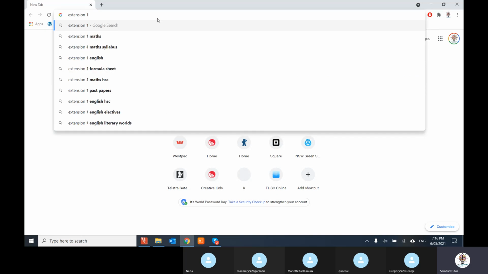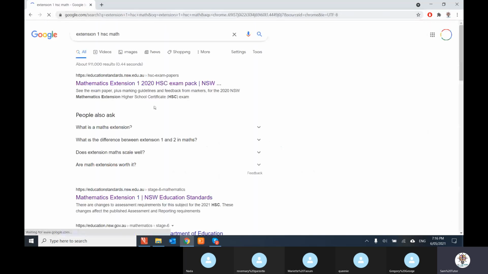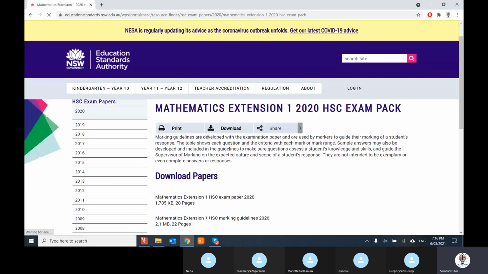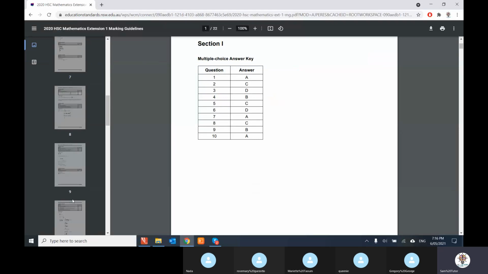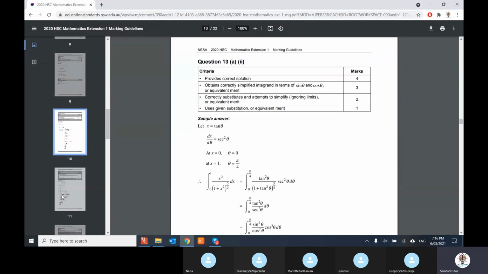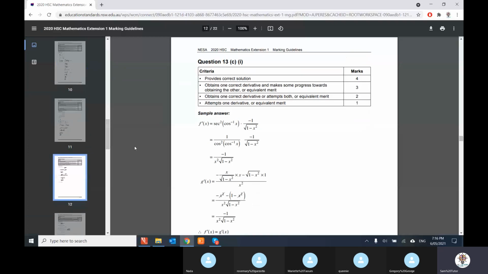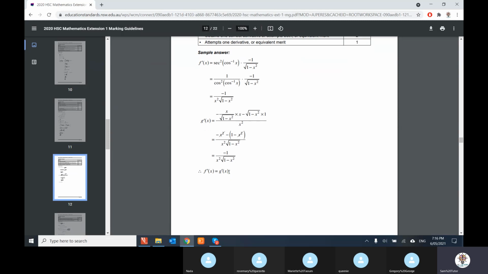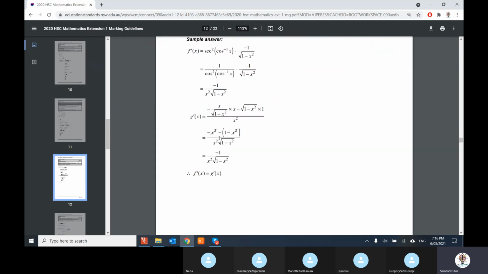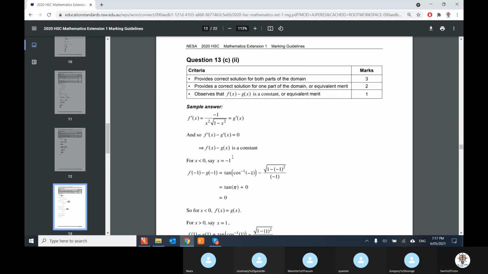Extension 1 HSC math. Let's see the marking guidelines. What question number is it, guys? 13, somewhere probably down here. 13 A, B, C. Yep, there it is. If you want it a little neater, that becomes over, then you would have multiplied it, then the roots would have cancelled out, then simplify and you're done. Does that make sense? Okay, let's see this part.